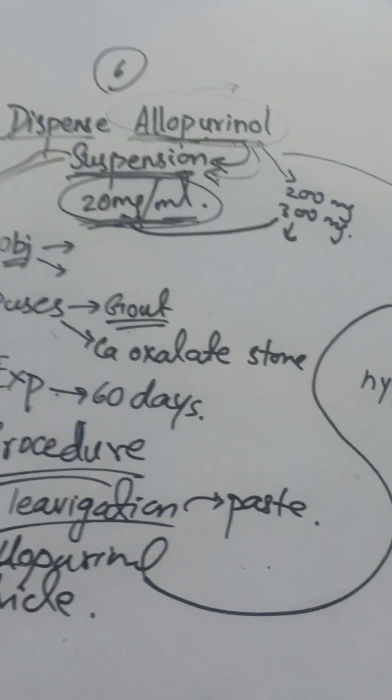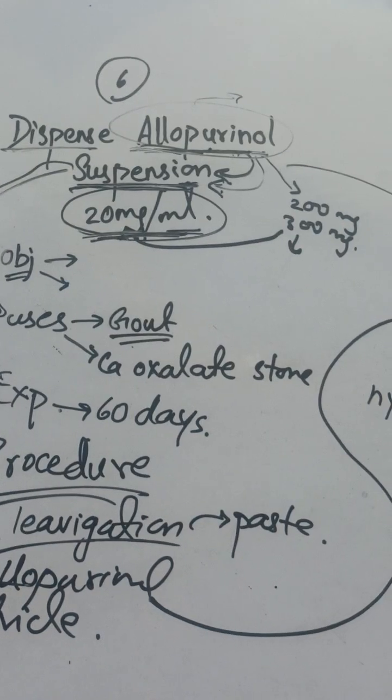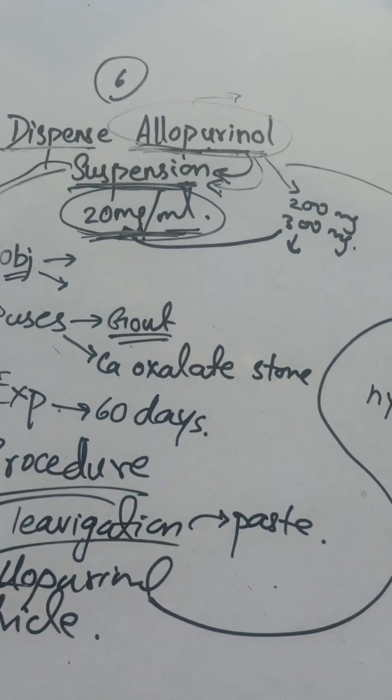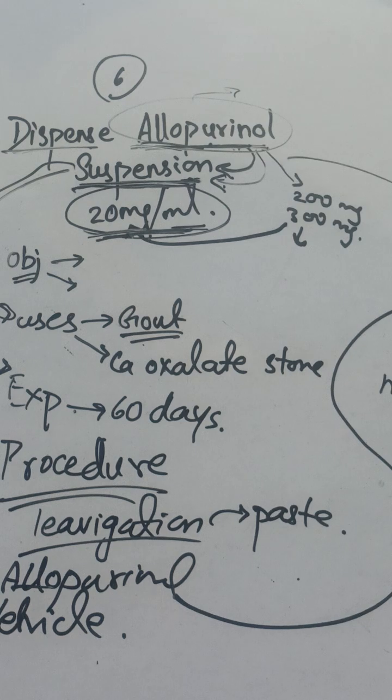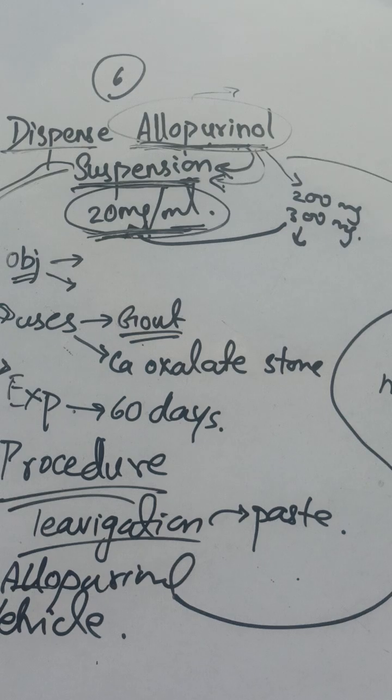If we want to make the suspension, let's talk about the vehicle. How do we make the vehicle? The vehicle contains 1% methyl cellulose. To make 1% methyl cellulose, you dissolve 1 gram of methyl cellulose in 100 ml. Similarly, you have to make a simple syrup.